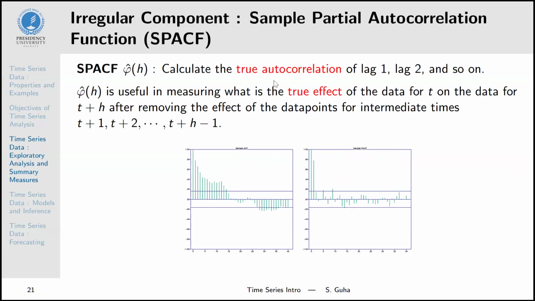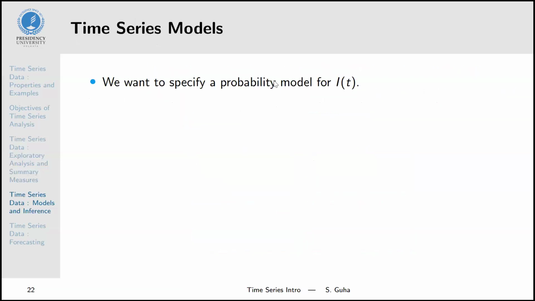So we have used two different notations for them. Now the right hand side gives you the sample partial autocorrelation function, and the left hand side gives you the sample autocorrelation function, and it also has a popular name, which is known as the correlogram. This doesn't have any such name, but this has a standard name in literature. This is called the correlogram or sample autocorrelation function, or SACF. This is the SACF and this is the SPACF. So these are very important summary measures associated with the irregular component.